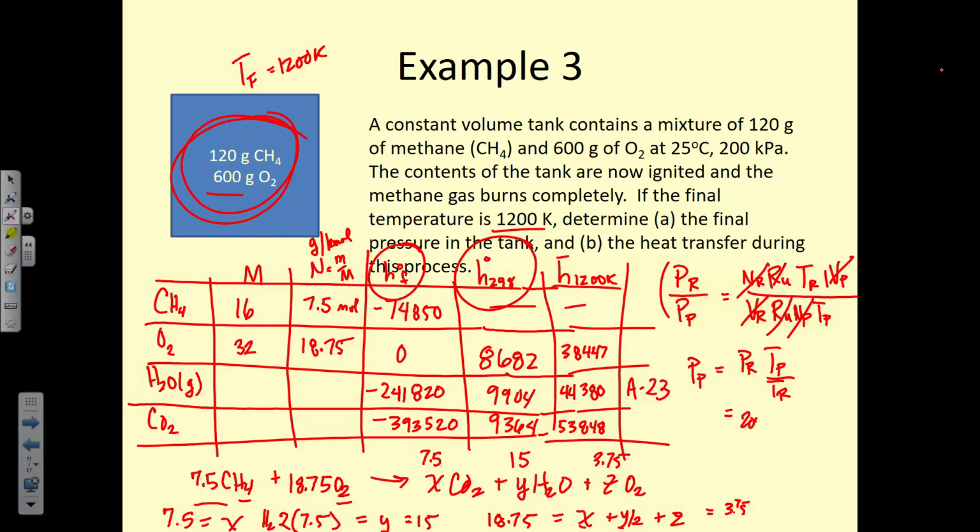So it's 200 kilopascals. The temperature of the products is 1200. The temperature of the reactants is 298. So we find the final pressure is 805.4 kilopascals. That's part A.